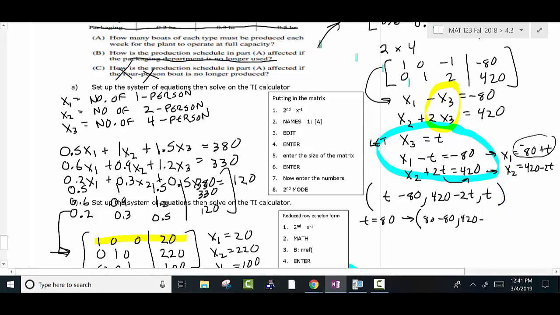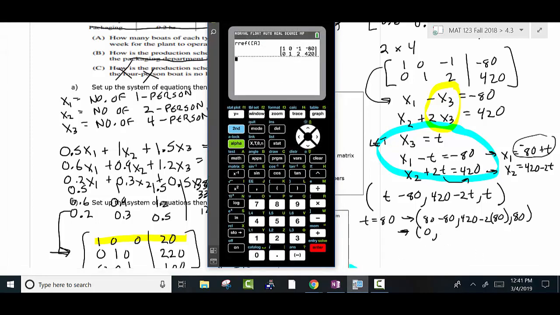Okay, now let's just work this out then. So if I do this and plug this in, I'm going to have 80 minus 80, 420 minus 2 times 80, and then t, I just let that be 80. Okay, so that would end up giving 0. You can do this on the calculator. So if you do 420 minus 2 times 80, 2 times 80 is 160. So that would end up giving 260 and then 80 like that.